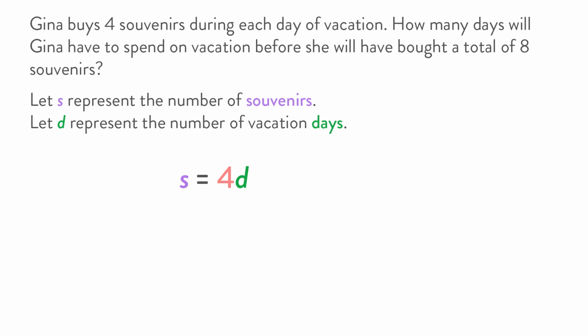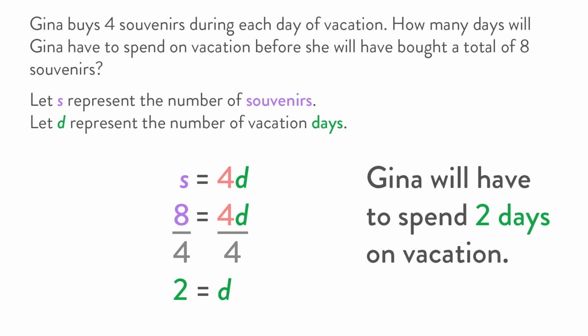And if Gina wants to have 8 souvenirs, we can plug in 8 for S and then solve. So 8 equals 4 times D. To solve for D, we can divide both sides by 4. 8 divided by 4 is 2, so D equals 2. Gina will have to spend 2 days on vacation before she will have bought a total of 8 souvenirs.